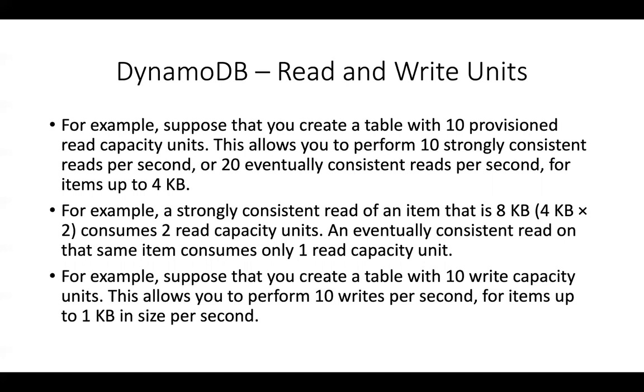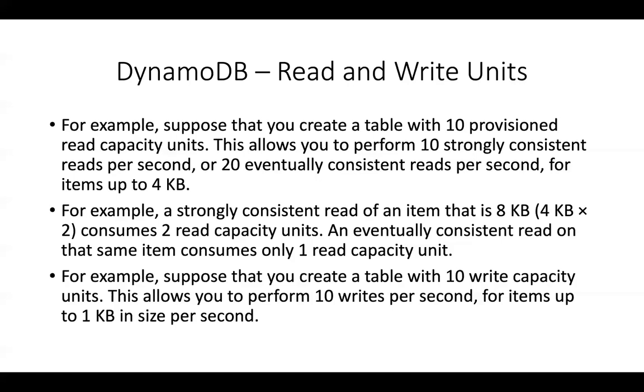And then the next example is write capacity. You can write up to 1 KB per second per write capacity unit. So if you want to write 100 KB per second of data, that means you need 100 write capacity units. If you have 10 write capacity units, you'll be able to do 10 writes per second for items up to 1 KB in size. So for write, it's always 1 KB in size. For read, it's always 4 KB in size.